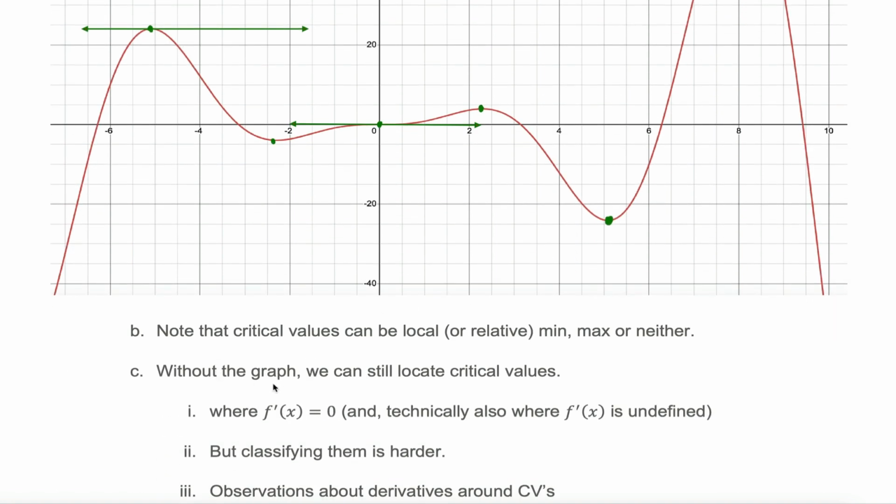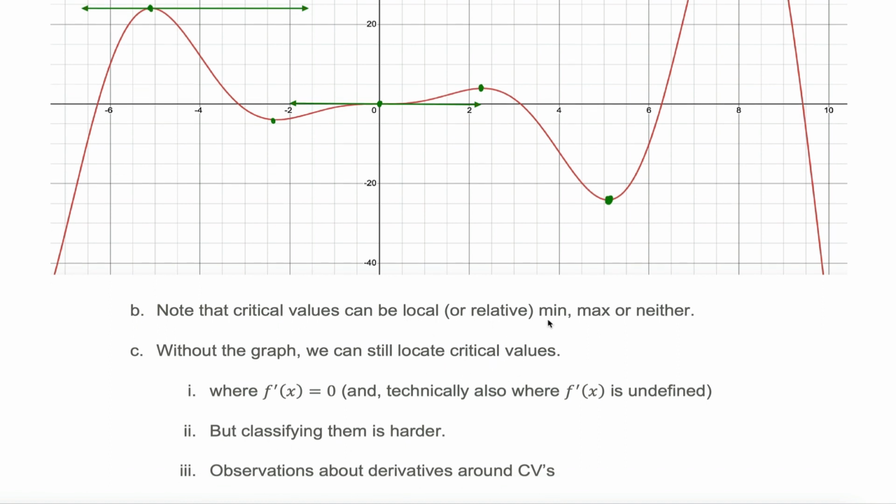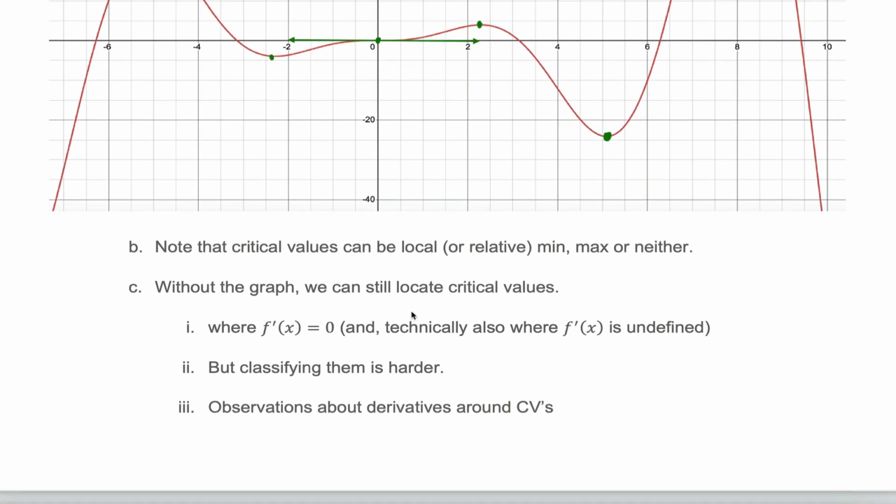Whether you have the graph or not, it's relatively easy to locate critical values. But classifying those critical values as either a local minimum, a local maximum, or neither, if you don't have the graph handy, is a lot more challenging. We didn't learn how to do that in the previous section. That's going to be the main topic for this entire section.